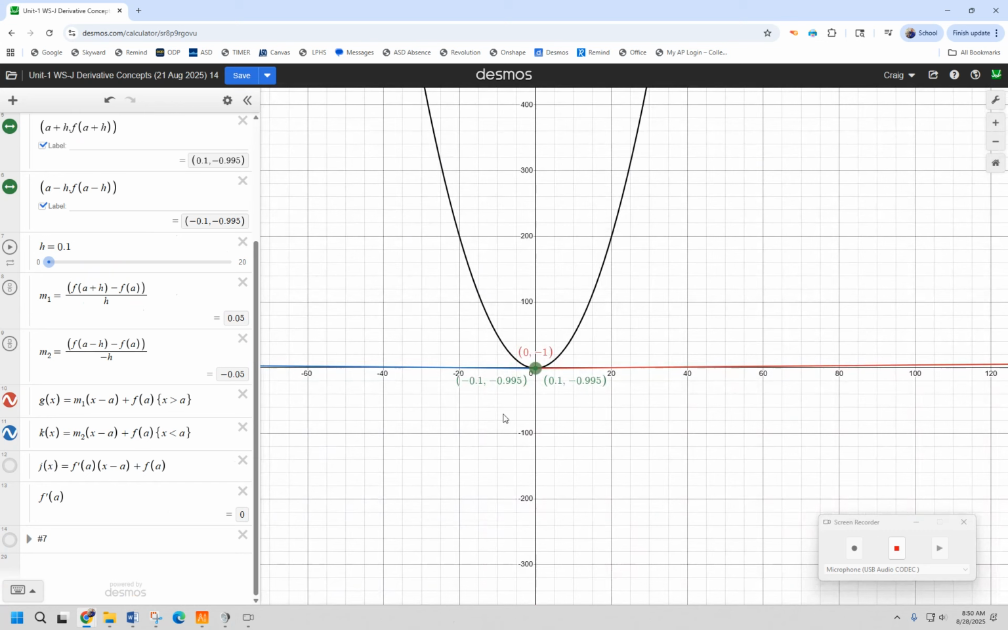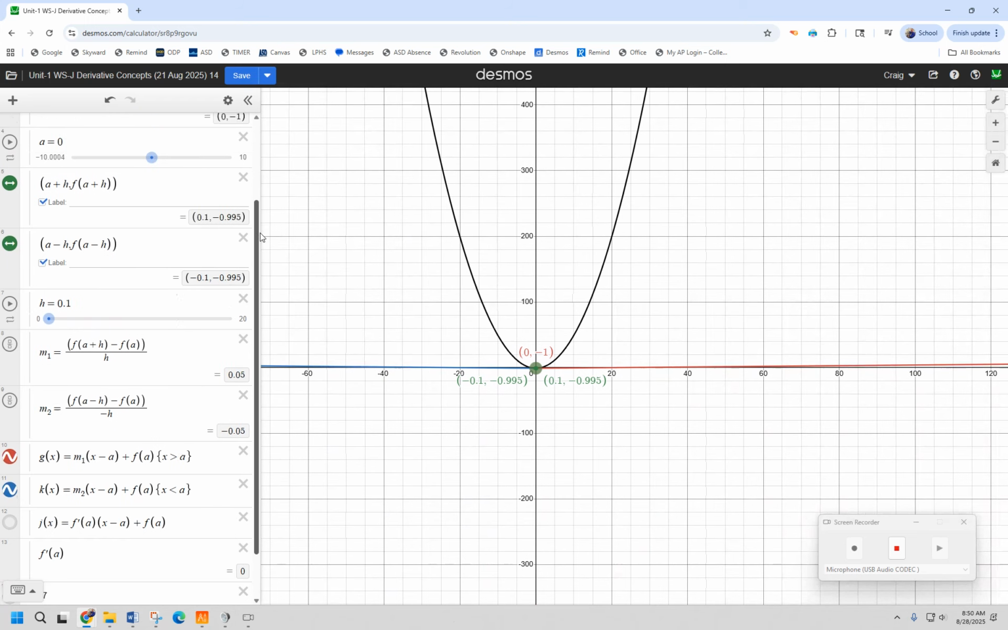Yeah, please. Do you have an example of where the tangent slope is not equal to the x coordinate of the point? I don't know. Let's find out. Hold on.